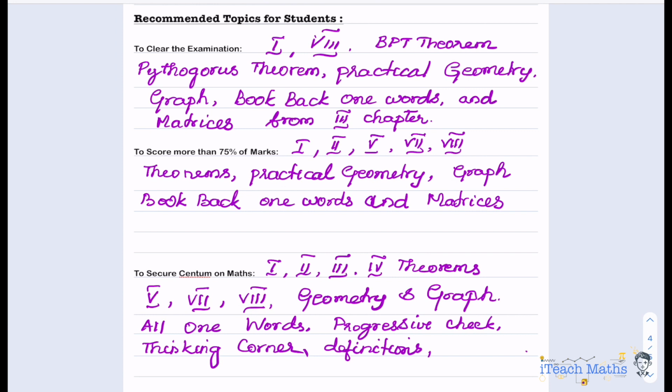To score more than 75% of marks, a student has to concentrate more on the first chapter, 2nd, 5th, 7th and 8th chapters, theorems, and practical geometry and graph. He has to be sure of his book back one marks, and he has to learn the topic on matrices from the 3rd chapter.